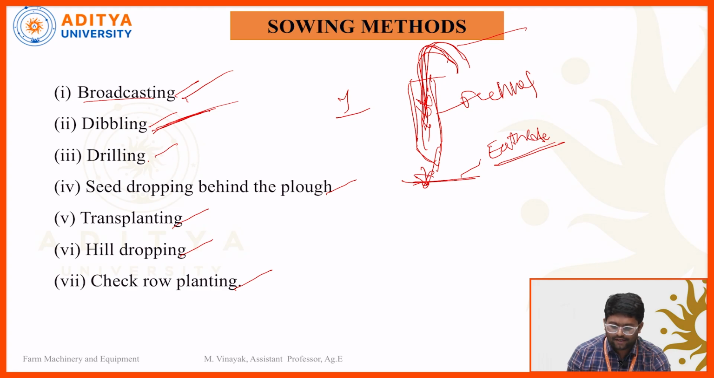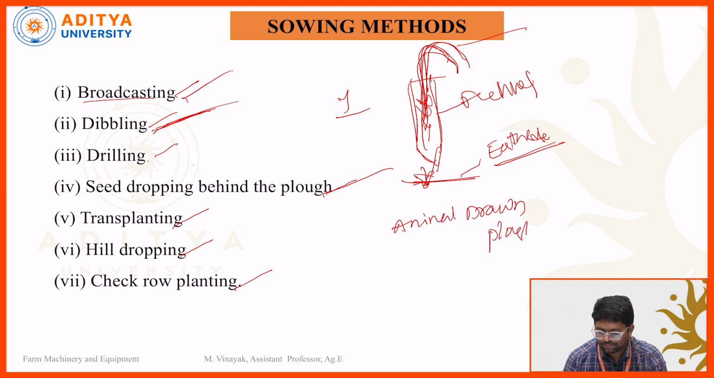Next one is seed dropping behind the plow. Suppose you take an animal drawn plow. Two members are required for sowing with an animal drawn plow. One man guides the animals, and another man drops the seed behind the plow. Suppose this is the animal drawn plow, and this is the forward direction.